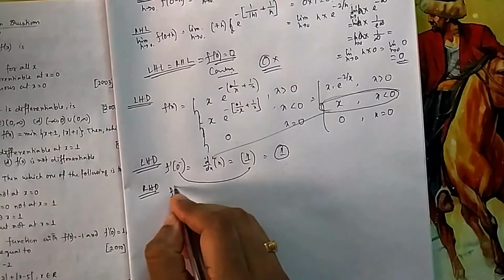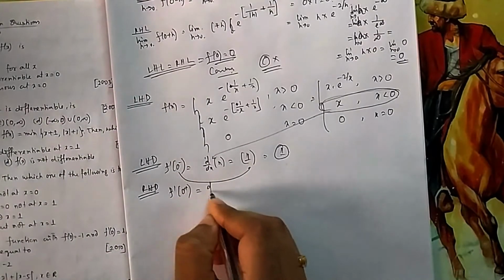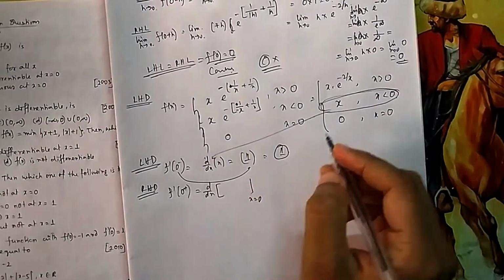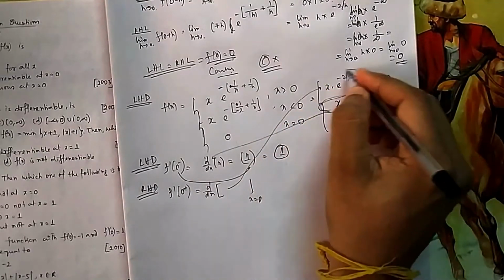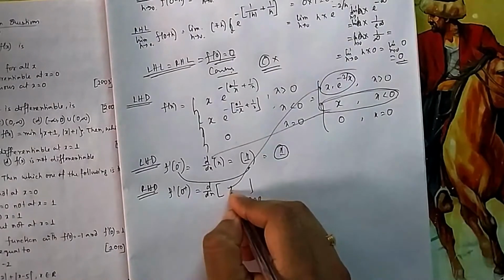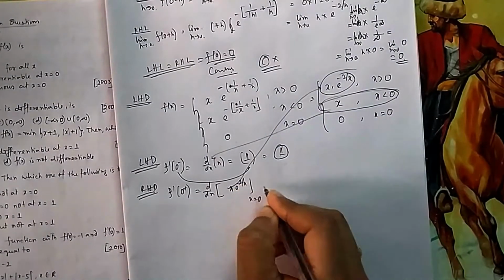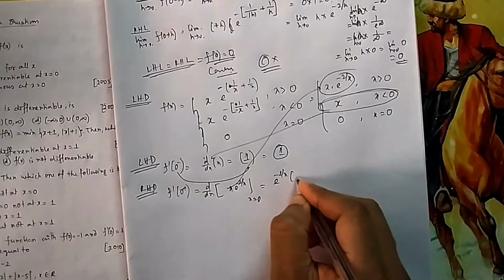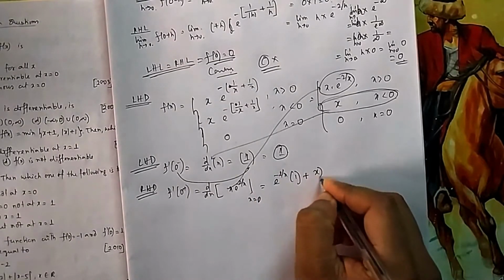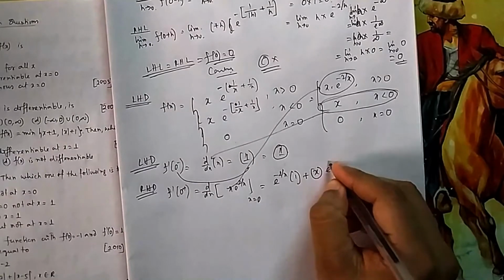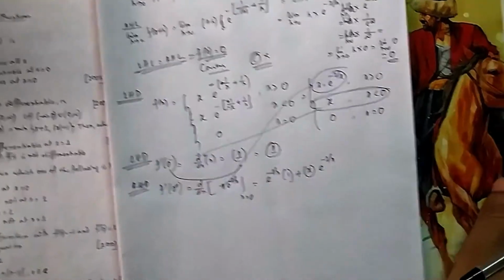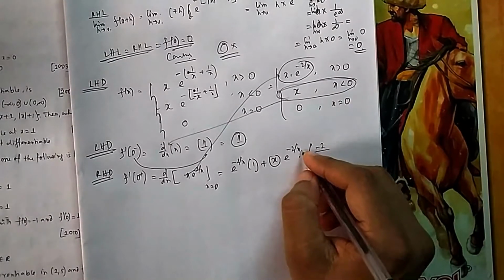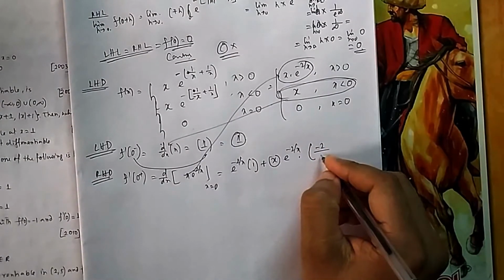RHD is f dash 0 plus. So for 0 plus you just differentiate it, and then you put x equal to 0 at the end. Differentiate what function? Obviously 0 plus means this function. So if you do differentiation of x e to the power, if you take this one constant, then x differentiation is 1. If you take x constant, then e to the power minus 2 by x is e to the power minus 2 by x, and for that minus 2 by x, the derivative is plus 2 by x square.